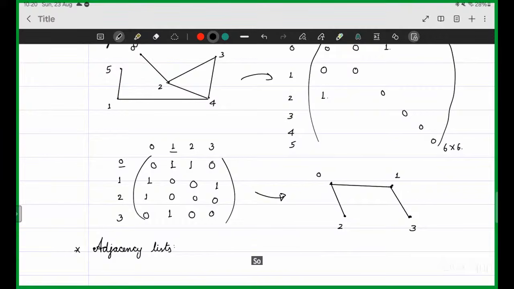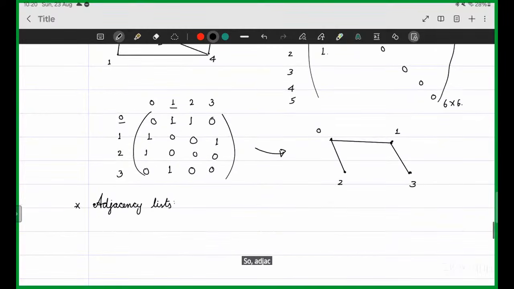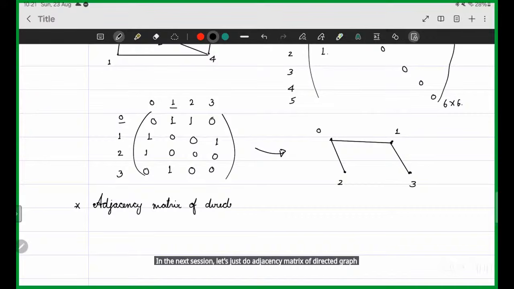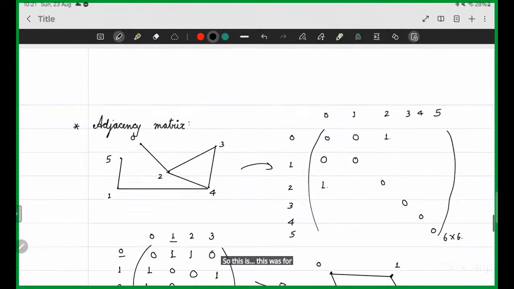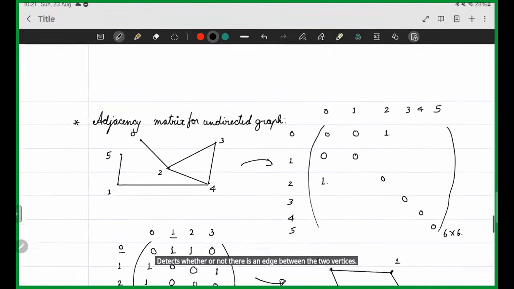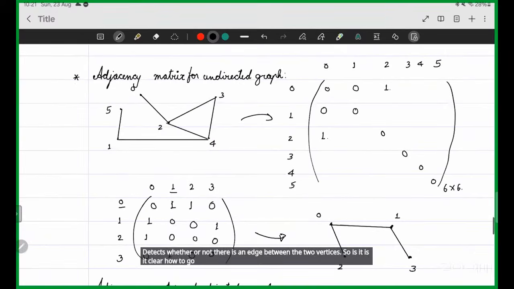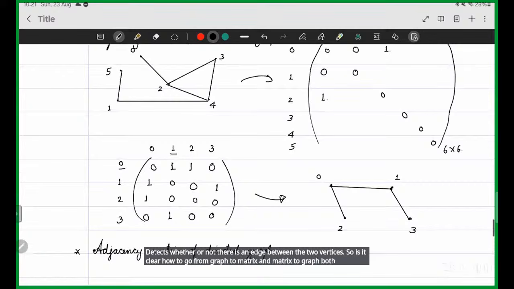So this is the graph, right? Adjacency lists I'll do in the next session. Let's just do the adjacency matrix of a directed graph. So this was for an undirected graph, where it just detects whether or not there is an edge between the two vertices. So is it clear how to go from graph to matrix and matrix to graph both ways?